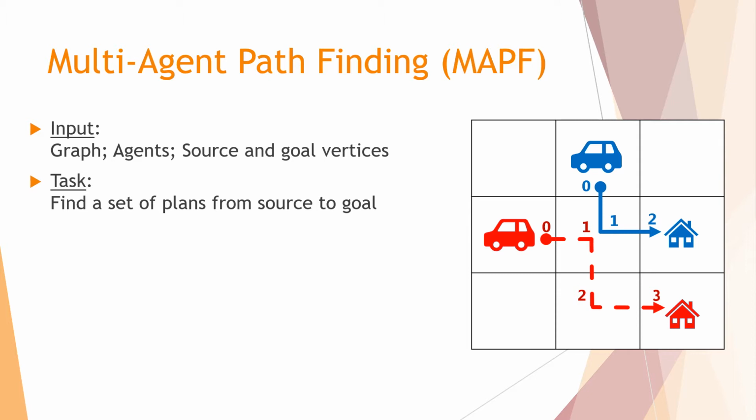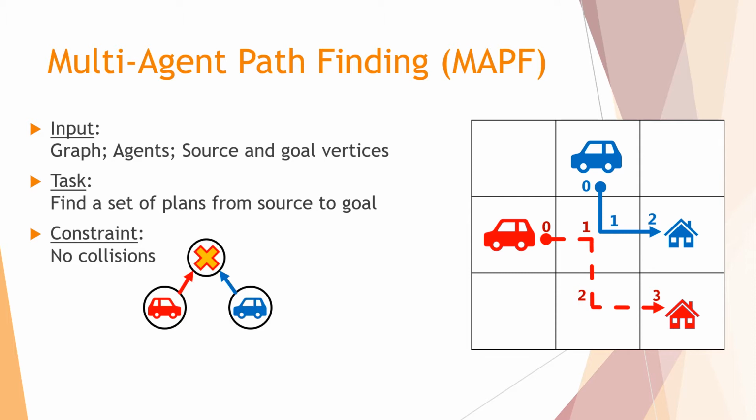Multi-agent pathfinding, or MAPF, is a problem where we are given a graph and a set of agents. A solution to this problem is a set of plans, taking each agent from its source to its goal. The solution is constrained such that agents may not collide. Collisions are typically defined as agents either occupying the same vertex at the same time or swapping vertices in one move. For instance, in this example, choosing the dashed line for the red car would create a collision, whereas the solid lines represent a valid and optimal solution.